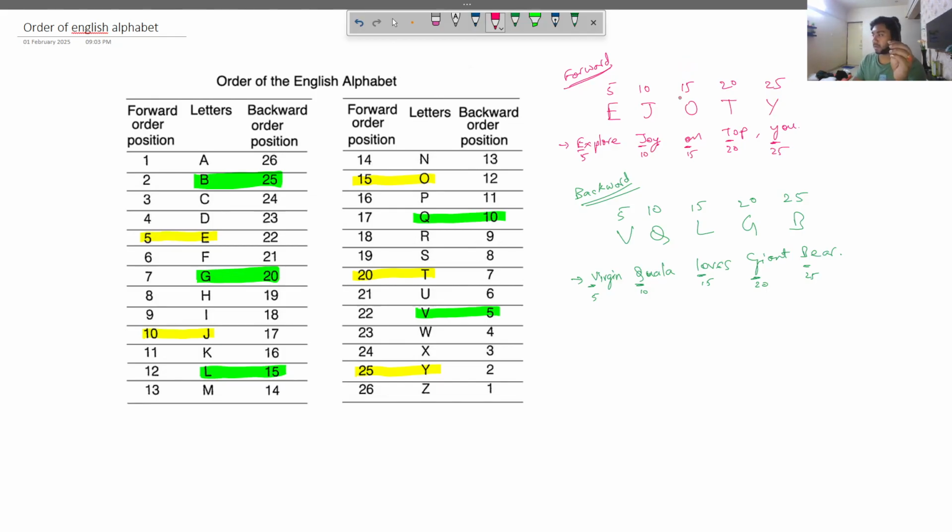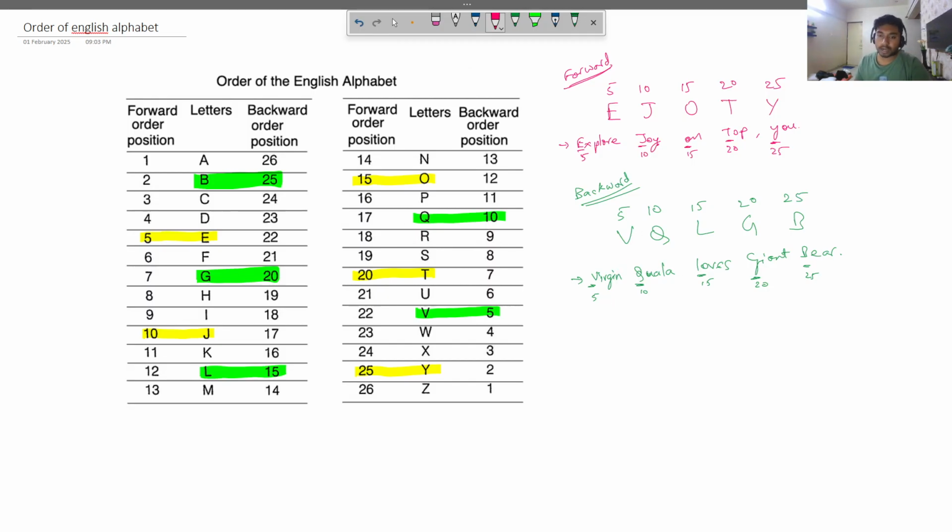That's how I remember. And if you need to find its place value or number from the reverse order, we know that R, after Q we get R. So we know that Q is 10, so that means R would be 9 from the back.